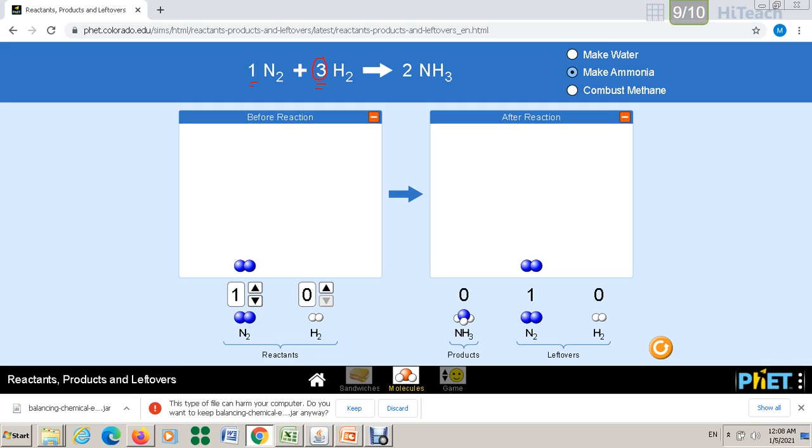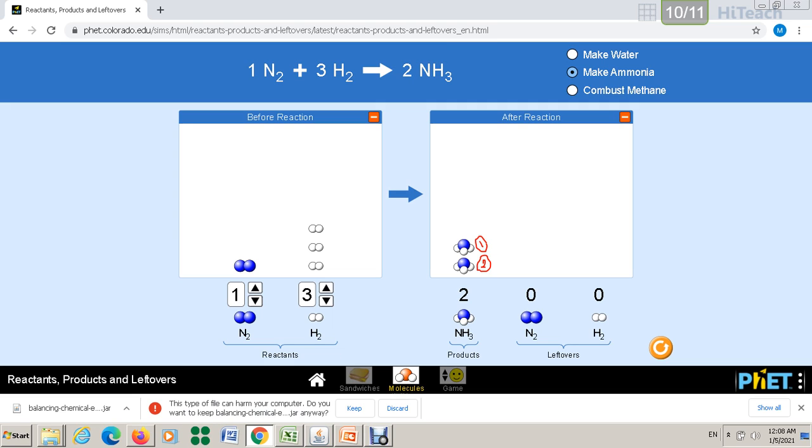Let's see. I'm going to use how many molecules? 1, 2, 3, as they asked me. Okay, now what about the products? The products that I have are 2 molecules of NH3. As you see here, this is the first molecule, molecule number 1, and molecule number 2.